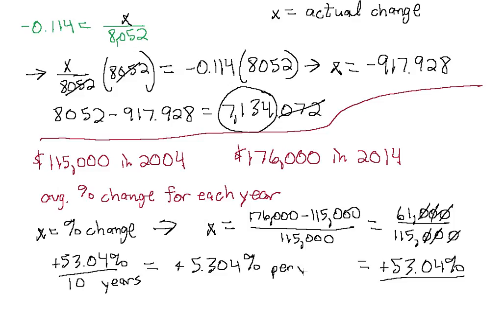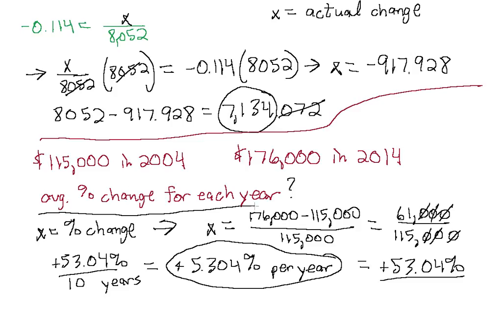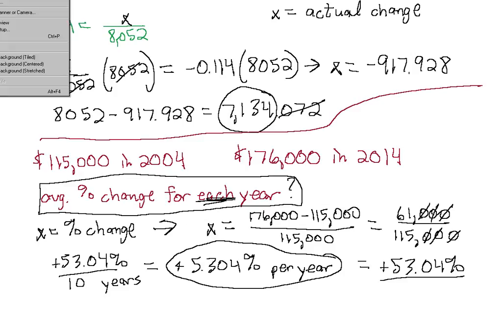And that's per year. So the average annual change for that piece of property is a positive 5.304% per year. Okay, so let's make sure we just take it one step at a time and make sure that we're actually answering the question being asked, which is this: the average percent of change for each year. I want to know each year. So let's go ahead and squeeze in one more. Let's get some space, and let's do one more.